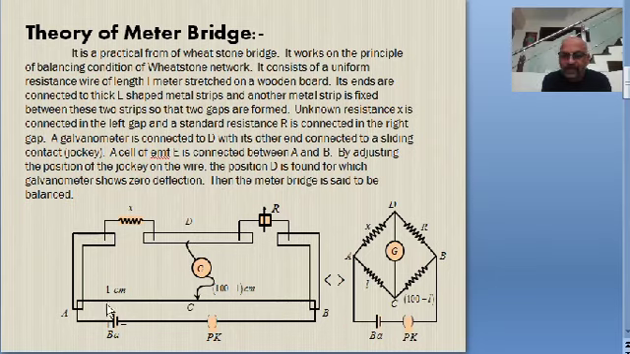The resistance of the AC part of the wire is directly proportional to L, and the resistance of the CB part of the wire is directly proportional to 100 minus L in centimeter, or 1 minus L if it is in meter. So remember this balancing condition again. What is that balancing condition? The ratio of the resistances in the two adjacent arms of the meter bridge is equal to the ratio of the resistances in the other two adjacent arms of the meter bridge.